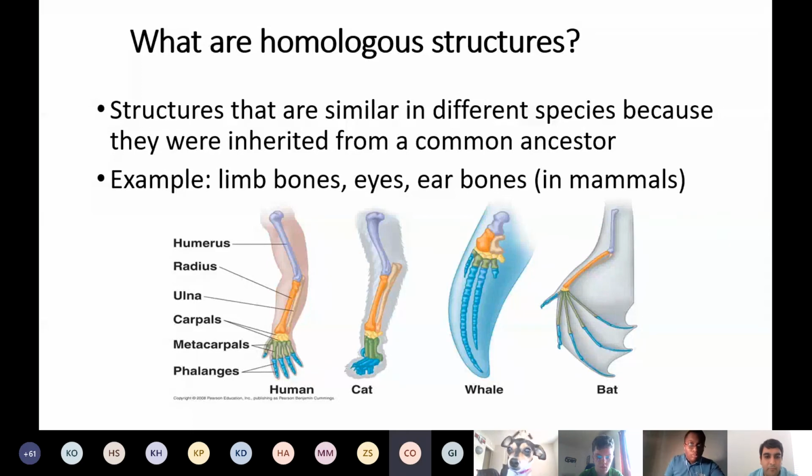Wait, would cat and human bones be different? I'm just reading the definition: their structures were inherited from different common ancestors? From the same ancestor, but I would say that they have different functions, right? Like, what do we do with our arms for the most part? Grab and touch. Yeah, we grab stuff. We use tools. We manipulate things with our fingers, right? Whereas a cat doesn't really use tools. You can't even really play catch with a cat. It doesn't do a whole lot.